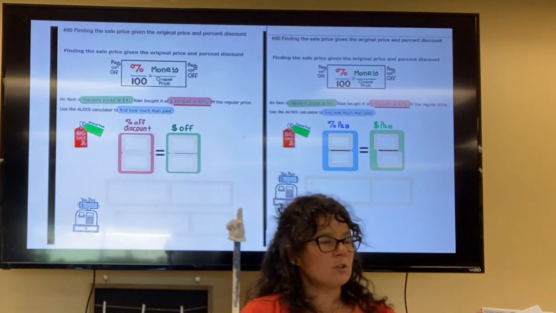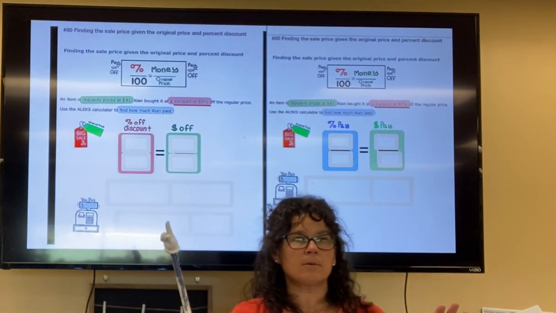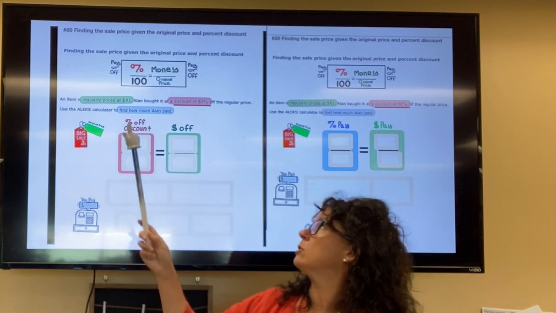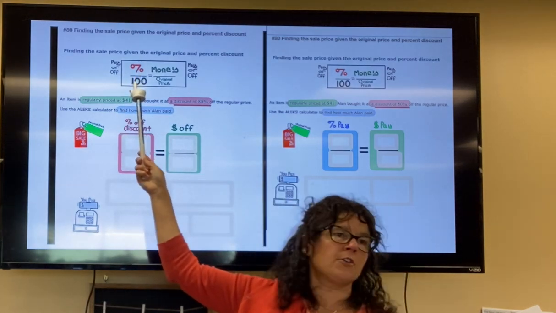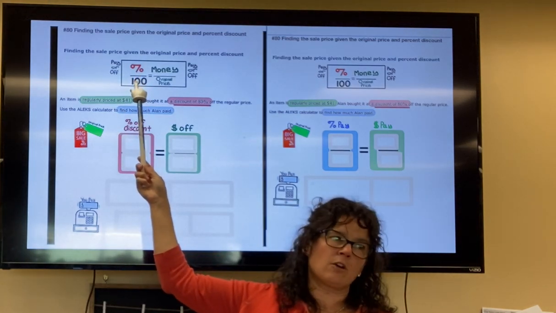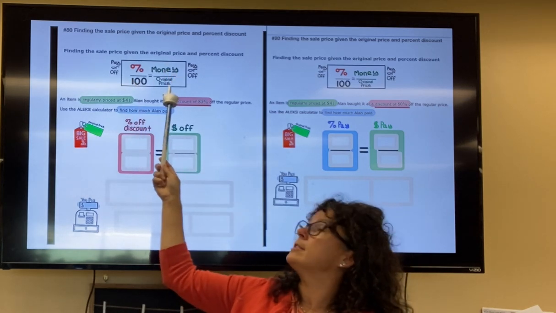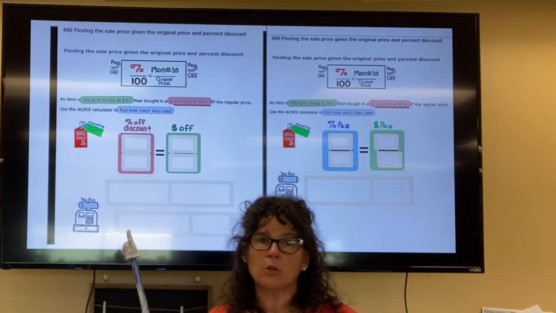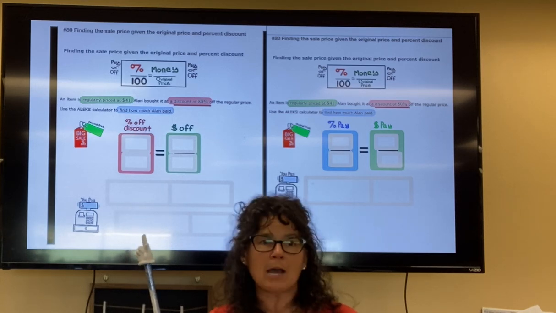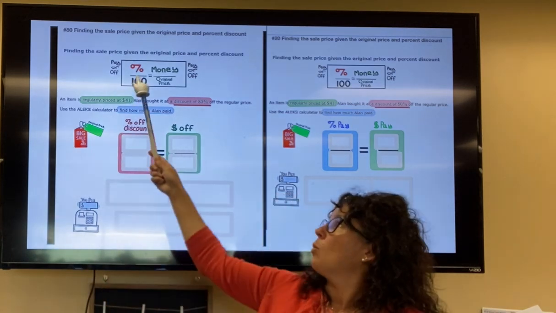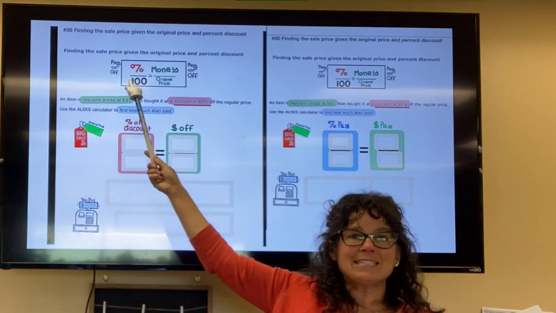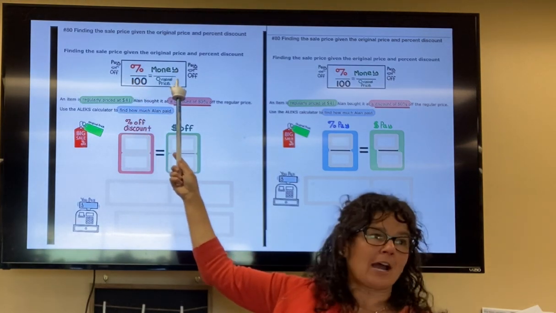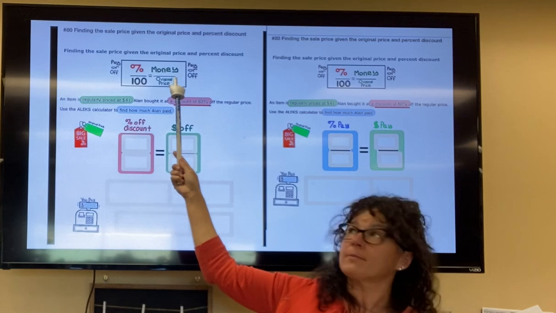The key, no matter what method you use here, I'm going to show you kind of a comparison of the two, is that the 100 is always 100% over 100, and then the denominator of the other fraction is always going to be the original price, whatever the starting amount is. One fraction is about percent, and the other fraction is about money.